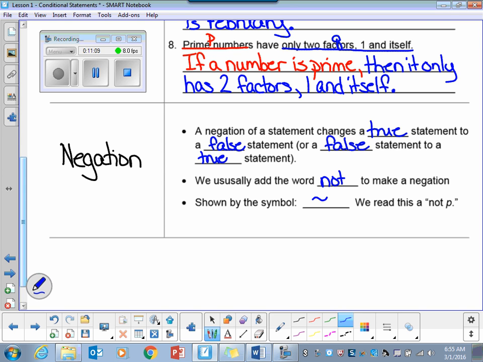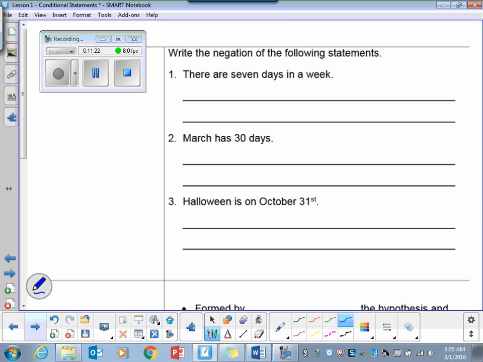This symbol is used for several different things in geometry, and you know what the meaning is based on the context. So you're going to use context clues as you move throughout geometry to know what that symbol means.